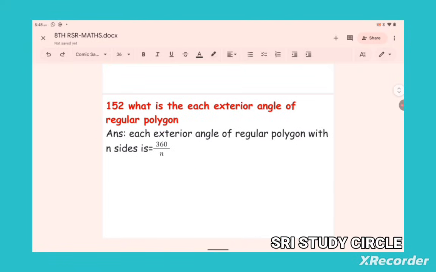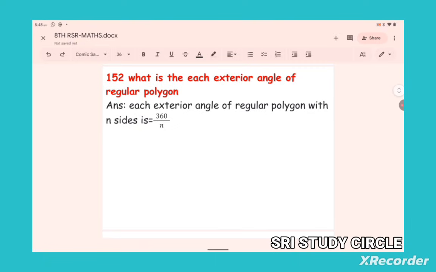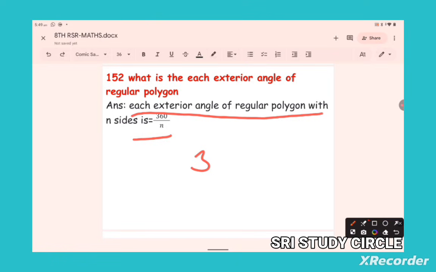Now next question. What is each exterior angle of a regular polygon? Each exterior angle of a regular polygon of n sides is equal to what? What is the formula here? 360 by n. Each exterior angle of a regular polygon is equal to the formula 360 by n.